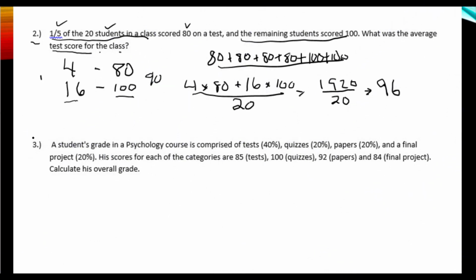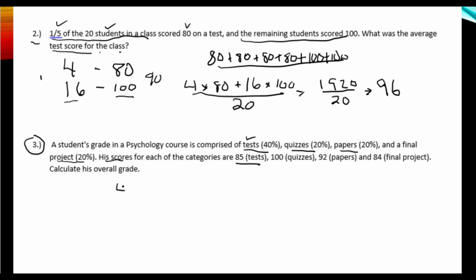So number 3 is a typical kind of class where they have different assessments given different weights. And I'm looking through them now. Papers 20% and a final project 20%. So these are the weights for the different assessment items. Now his scores for each of the categories were as follows. Test, he had an average of 85.